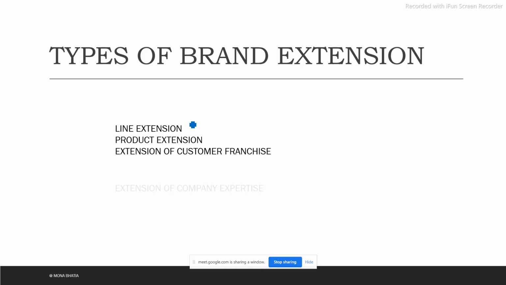Now next is extension of company expertise. Sometimes brand extension does not need to open a franchisee. It does not need to extend the product list also, or the line also. Sometimes only expertise can be given. Okay? The company launches product categories that make use of the same name. Samsung launches many products like washing machine, mobile, refrigerator. Similarly, Honda offers Honda cars, Honda genset, Honda scooter, Honda lawn mowers. So that is because Honda is very good with that, no?